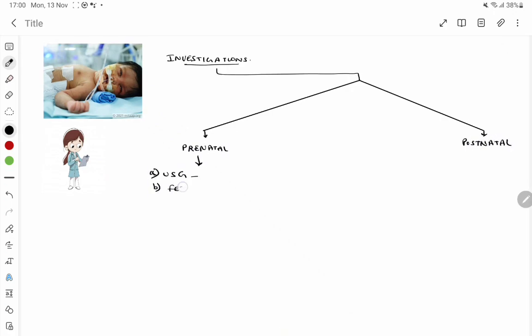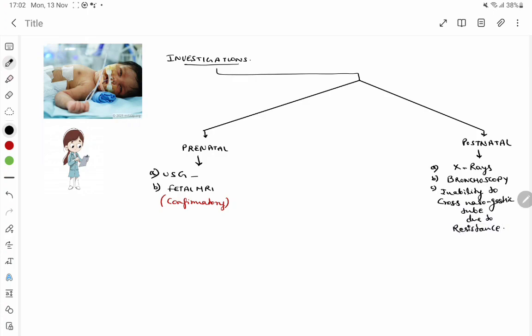Investigation: in case it is prenatal, we will do ultrasonography and fetal MRI as confirmatory tests. In postnatal, we have X-ray, bronchoscopy, and NG tube insertion, which will be unable to cross due to resistance.